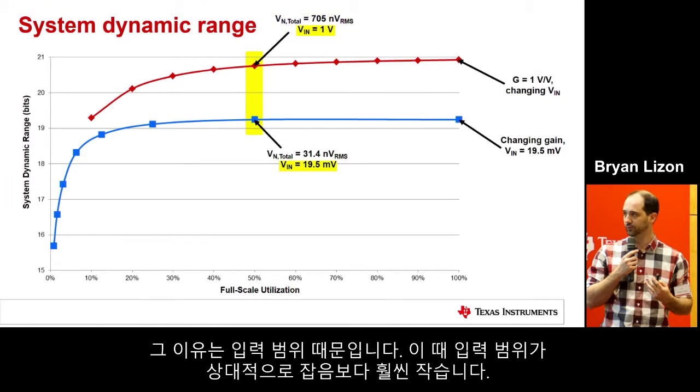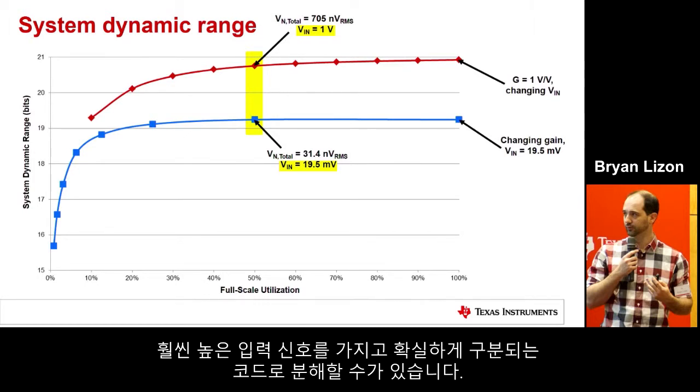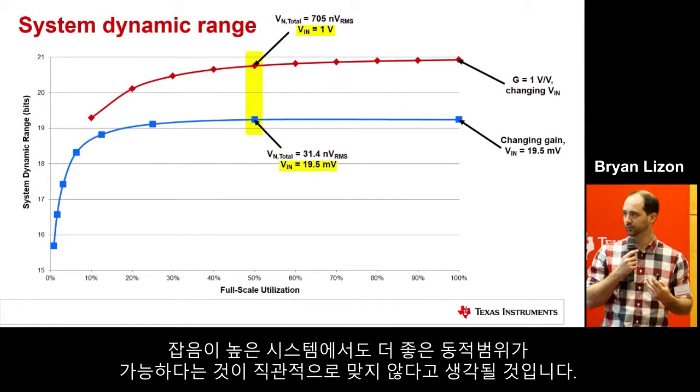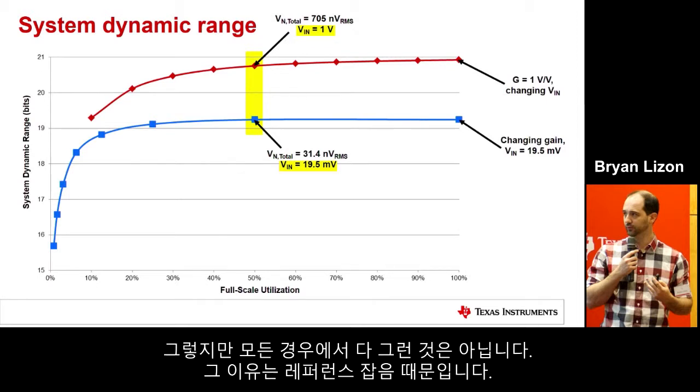The input range for this device, this scenario here, is much smaller compared to the noise relative to this. So what's happening is that with this device, or these parameters here, even though the noise is much higher, you're able to take that much higher input signal and cut it into more distinct codes. So you actually get better dynamic range even with a higher noise system, which is kind of counterintuitive, right? You'd always think that if you have low noise, you're going to get the best performance possible. And it's not always the case. And that's, again, in part due to reference noise.